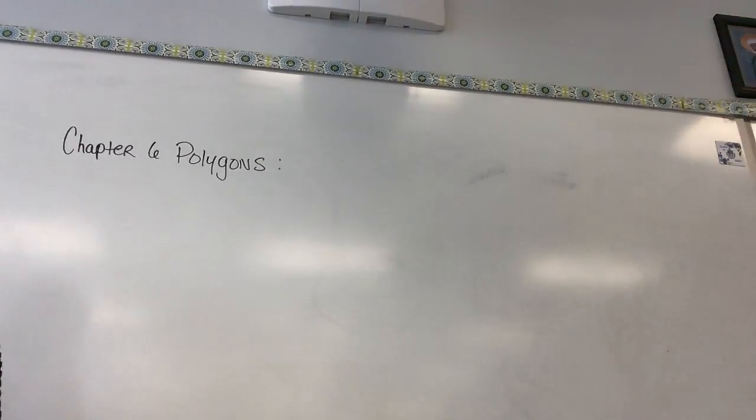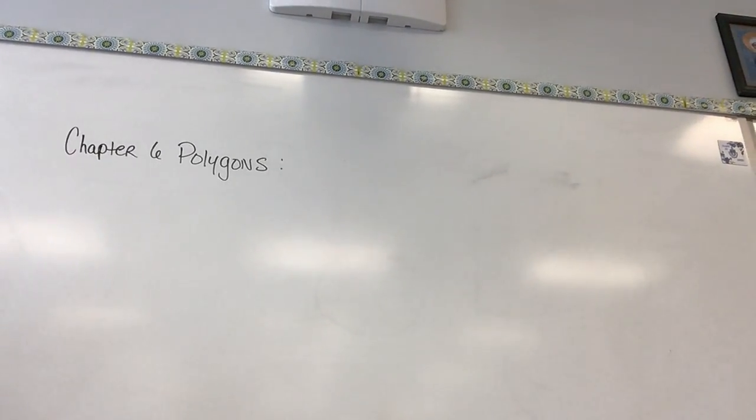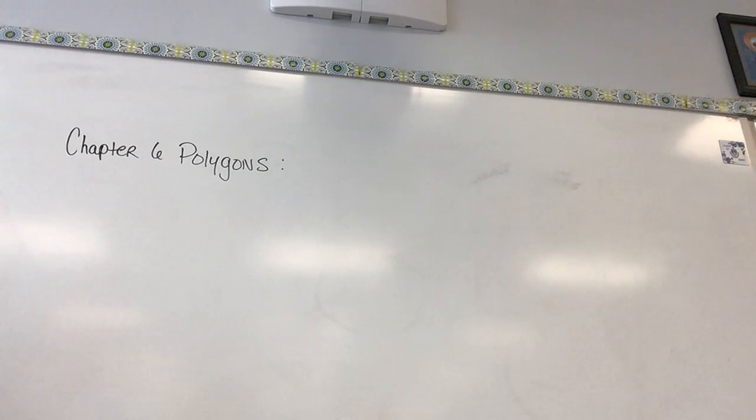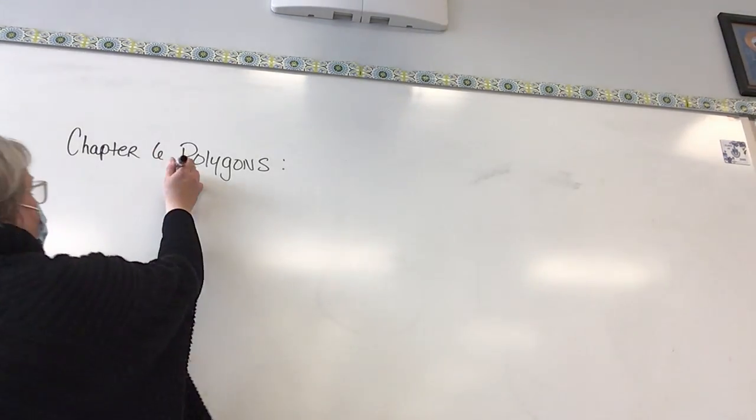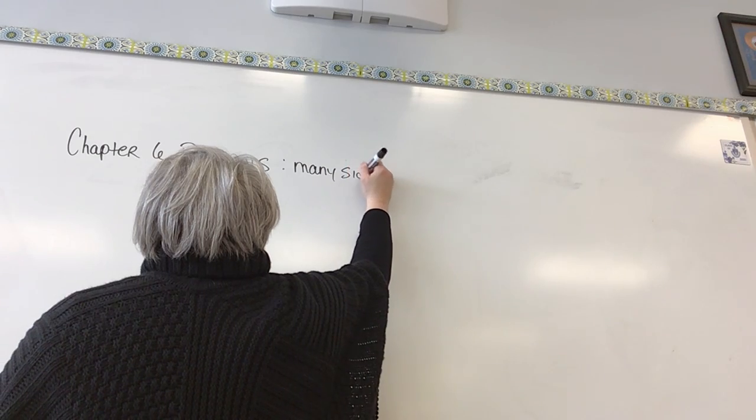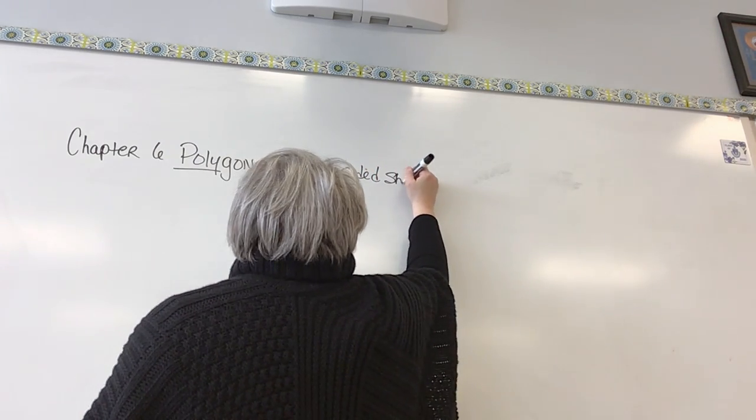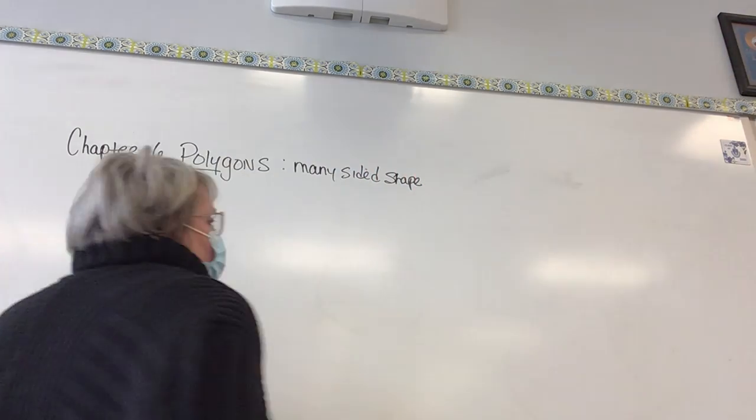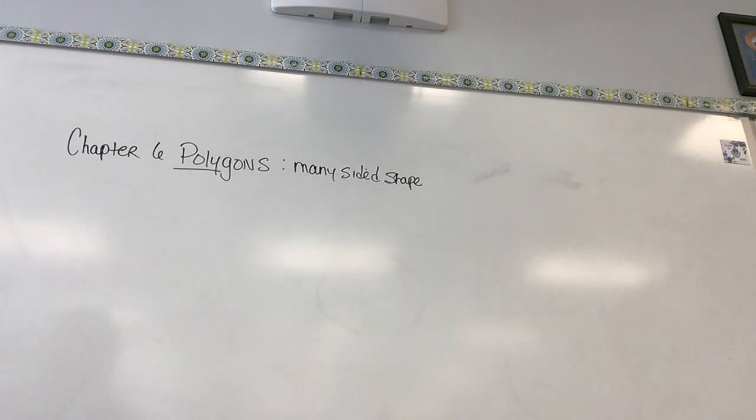And they asked you what the prefix poly was. What does poly mean? Several or many? Yeah. So poly, in this case, is many-sided. One book uses shape, one book uses figure. So whatever you'd like. A polygon is a many-sided shape.